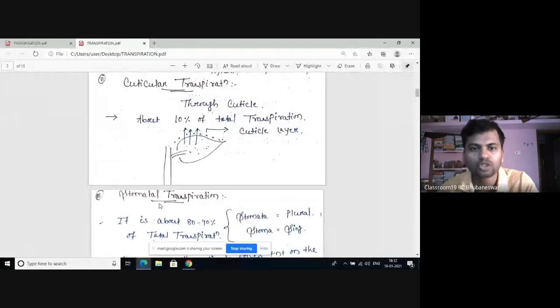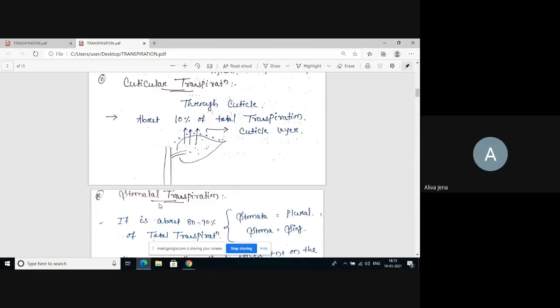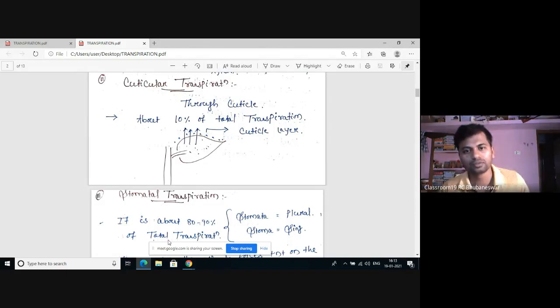When you touch the upper surface of a leaf, it is very fine and silky, or waxy, but the under surface is rough. So the waxy coating present on the upper surface of the leaf is known as the cuticle. Got this point? Yes, sir. Let's come to the stomatal transpiration.